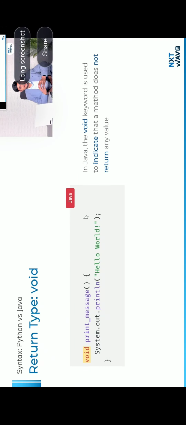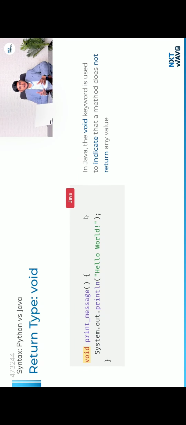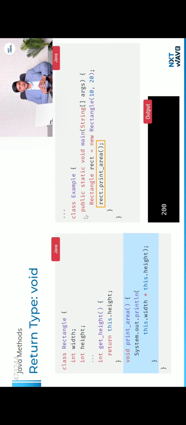As you can see here, assume we are writing a print message method where we are not passing any arguments, and we are just printing hello world. This method doesn't return any value, so for the return type we will use void as the keyword. What we can also do is write a method called print_area. All it does is print the area of that particular rectangle. We have used the void keyword for the print_area method, because the print_area method doesn't return any value.